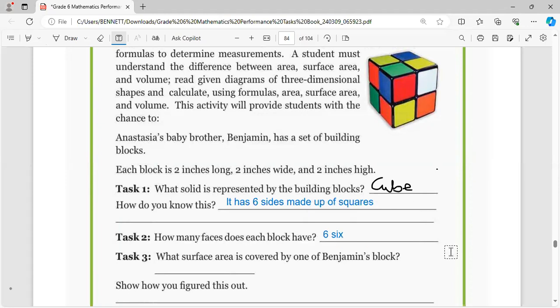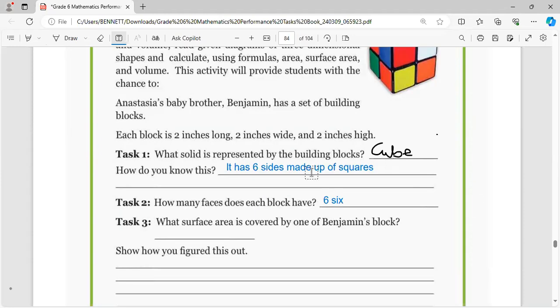Alright, good. This one now, for the persons who are here a long time, I'm expecting you guys to have fun with this. What is the surface area? What surface area is covered by one of Benjamin's blocks? Show how you figured this out. So guys, work out the total surface area for one of them. 8 inches cubed. As I said, work it out.